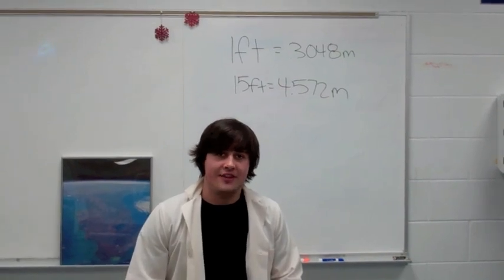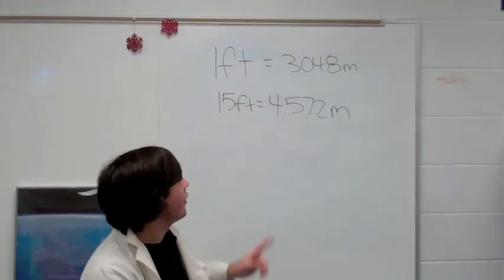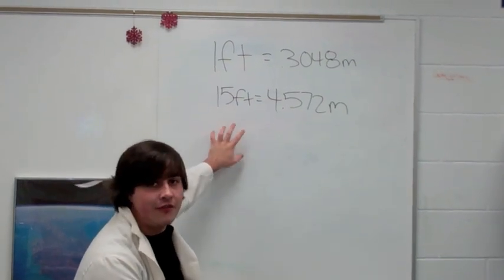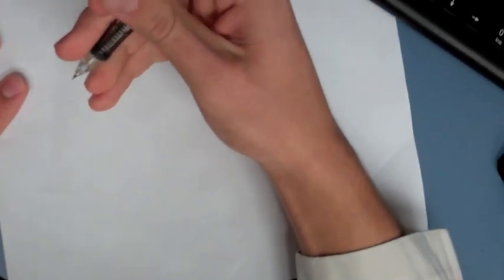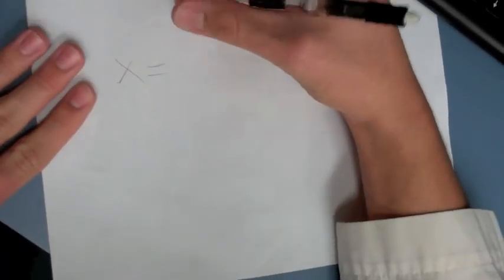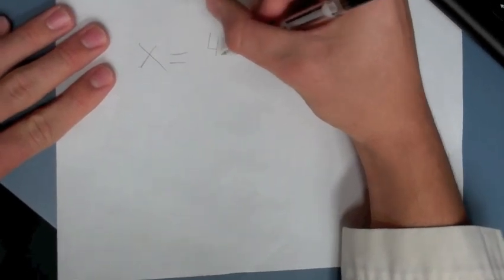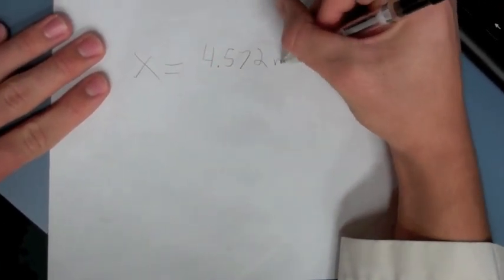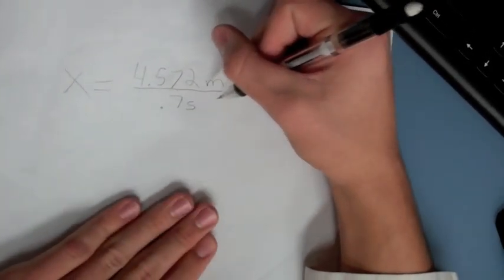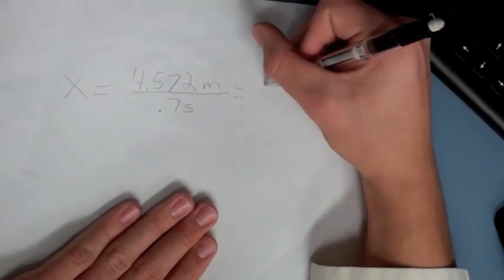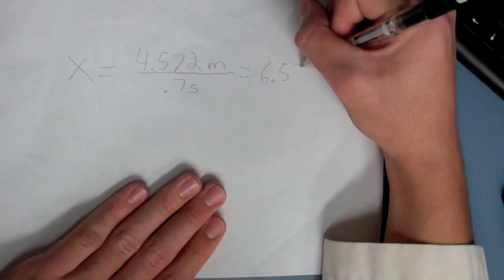First, we need to convert our feet to meters. For every foot, it is 0.3048 meters. So for our 15-foot shot, it will be 4.572 meters. We need to find our horizontal rate, and as we all know, rate equals distance over time. So we're going to use x as our horizontal rate, and then 4.572 meters is our distance over 0.7 seconds, our time, which will end up equaling, from our former calculations, 6.53 meters per second.